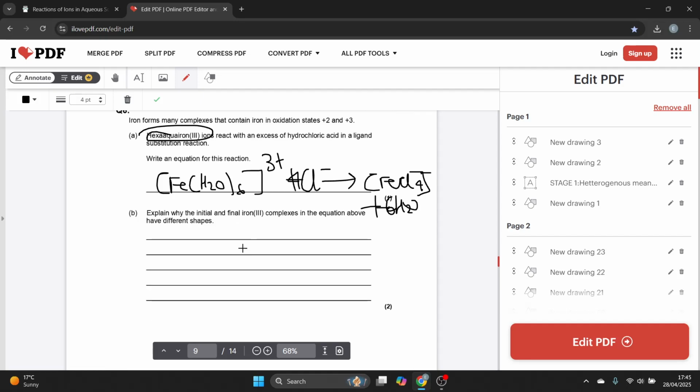While the initial and final iron(III) complexes in the equation have different shapes, well, Cl-, you should know this, is a bigger ligand. And what does that mean? It means only four Cl- can fit around the metal.